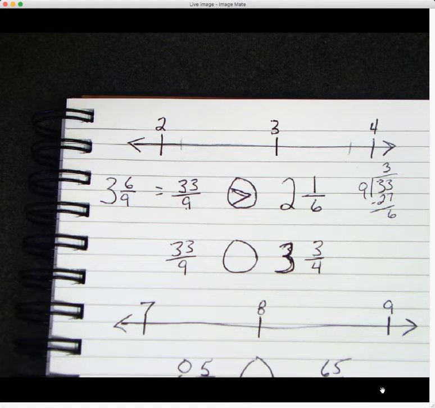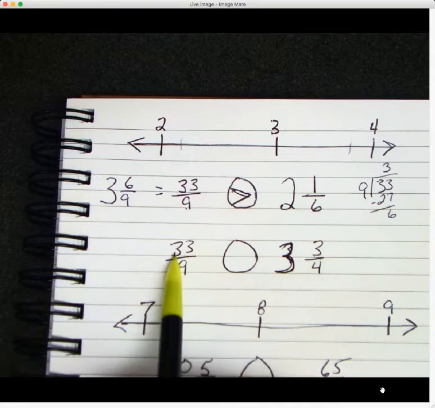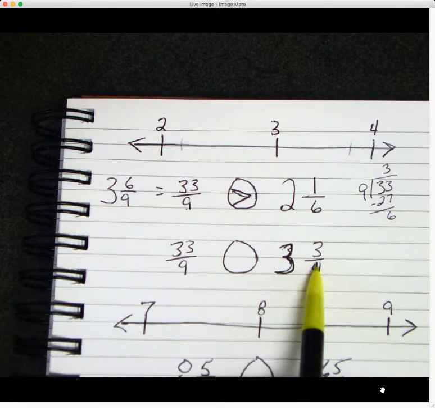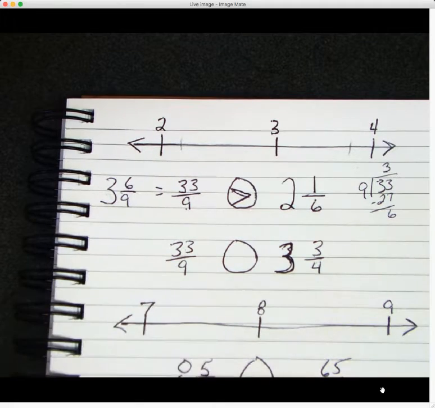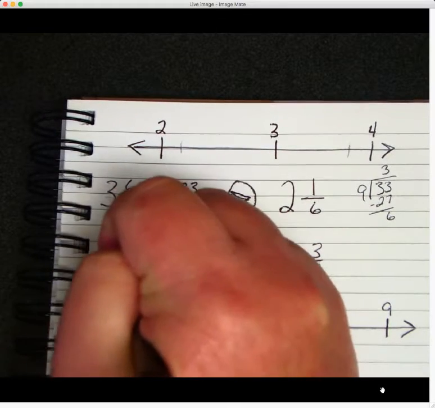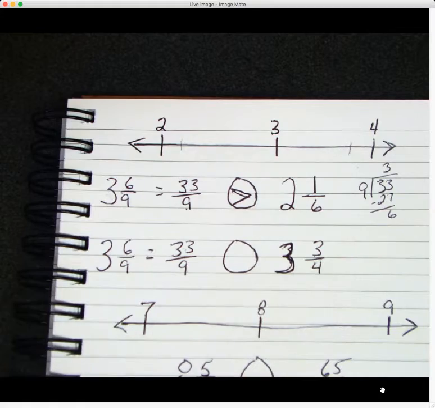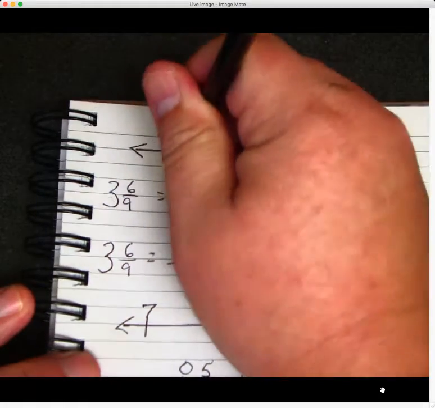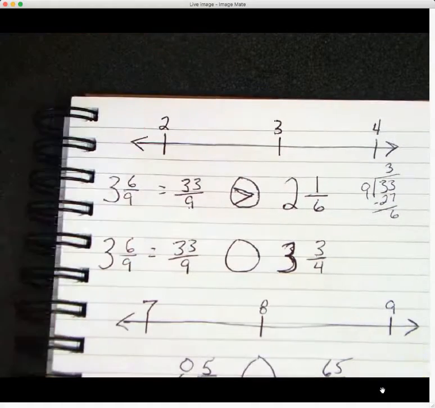Now, here's a good thing about the problems today. One of the second ones is going to be the same as one of the first ones. So now we've got 3 3/4, but we already know that 33/9 is what? We know it's equal to 3 and 6/9. So this one's a little more tricky. All right, this is where the number line is going to come into play. So we've got to figure out if 3 and 6/9 or 3 3/4 is larger.